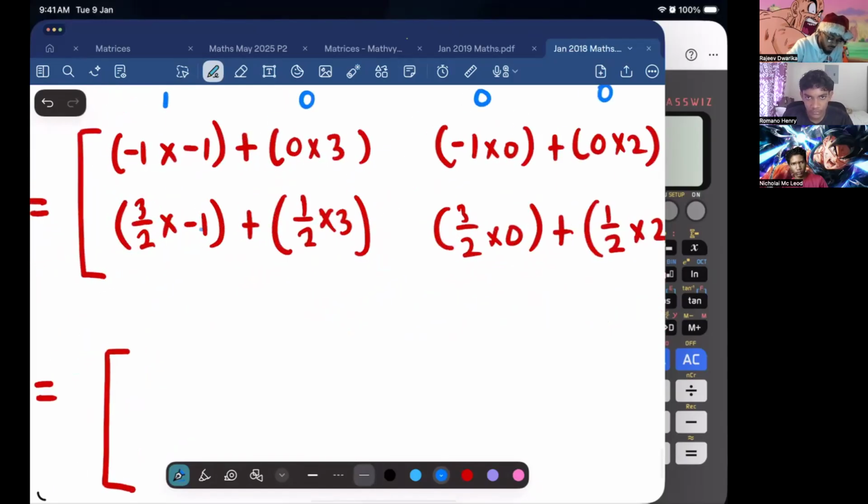Right? 3 over 2 times minus 1 is? Negative 3 over 2. Right? What is a half times 3? 3 over 2.